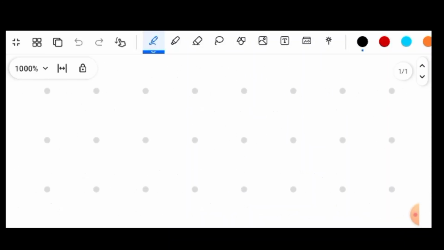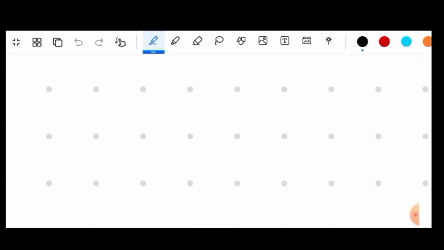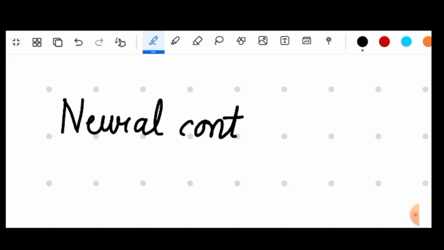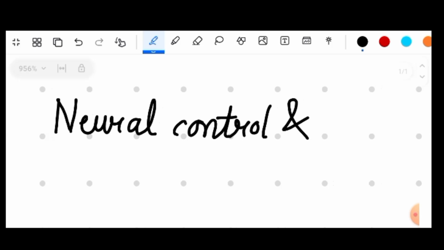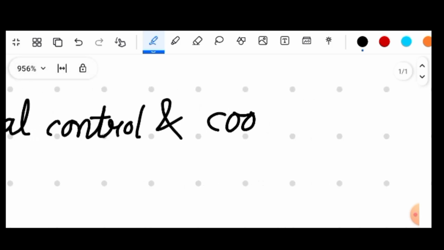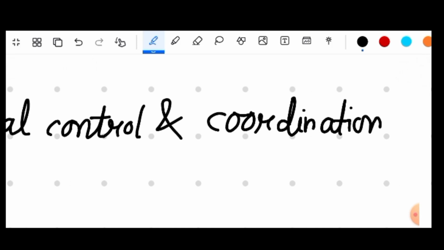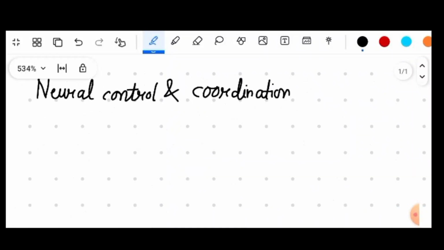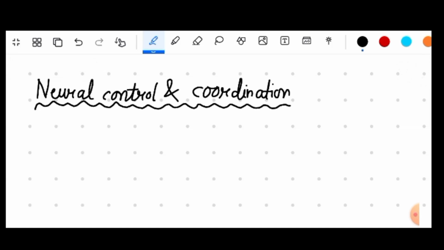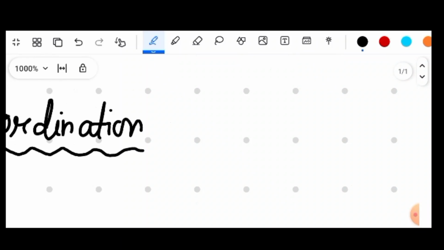So first of all, we will write the topic: neural control and coordination. I'm using a white background to ensure that you can get the PDF and get a printed copy if you want later on. I'm zooming and writing so as to ensure good handwriting. So, neural control and coordination, lecture 1.